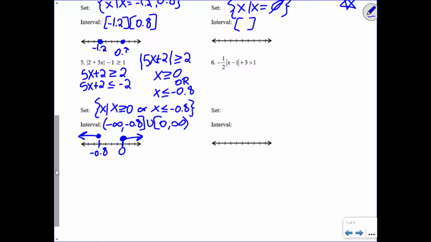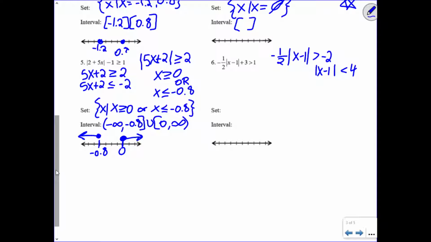So what's the first thing you would do for number 6? Okay, subtract 3, you get here, then what? Divide by negative 1/2, which is the same thing as multiplying by negative 2 to get an x out. What happens to an inequality symbol when you multiply or divide by a negative? Hope everybody caught that.